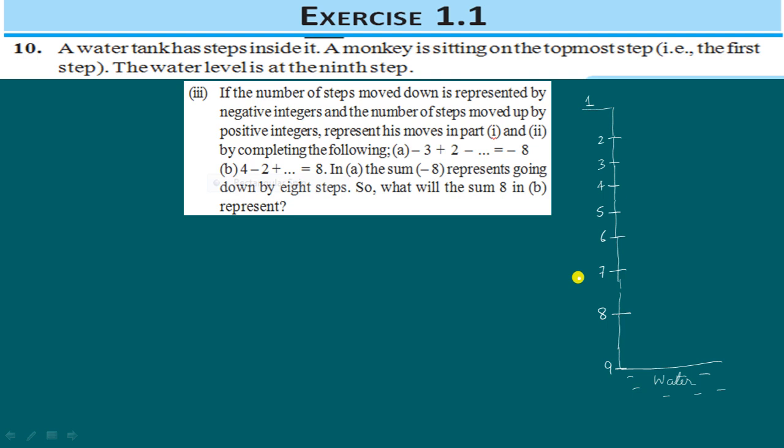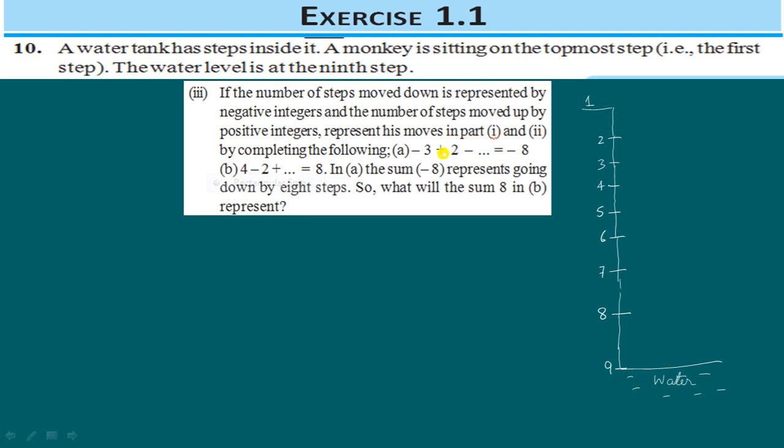Part A: minus 3 plus 2 minus 3 plus 2 and so on is equal to minus 8. And part B: 4 minus 2 plus 4 minus 2 and so on is equal to 8. In A, the sum minus 8 represents going down by 8 steps. What will the sum 8 in B represent?